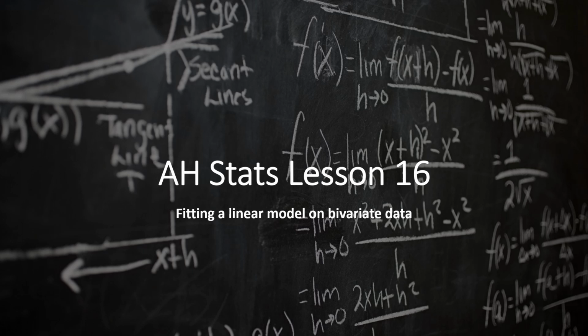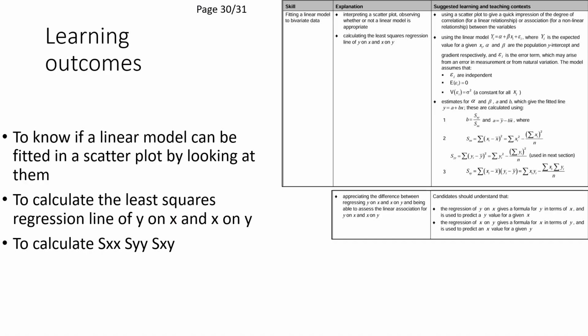In this lesson, we will be looking at fitting a linear model on bivariate data. You will find this skill on page 30 and 31 of the Advanced Higher course spec. By the end of this lesson, you should know if a linear model can be fitted in a scatter plot by just looking at them. You should be able to calculate the least squares regression line of y on x and x on y. And you should be able to calculate Sxx, Syy, and Sxy.